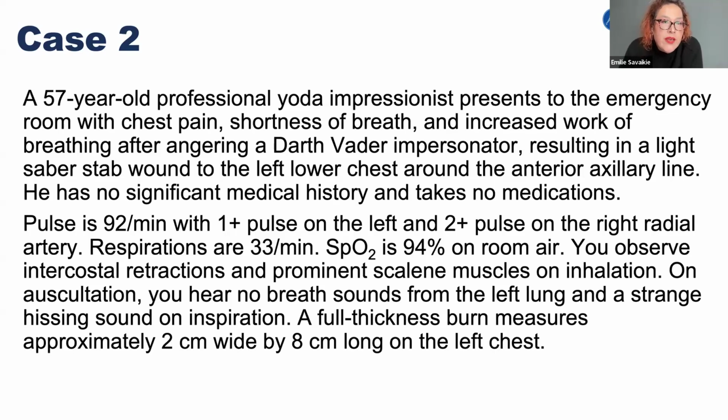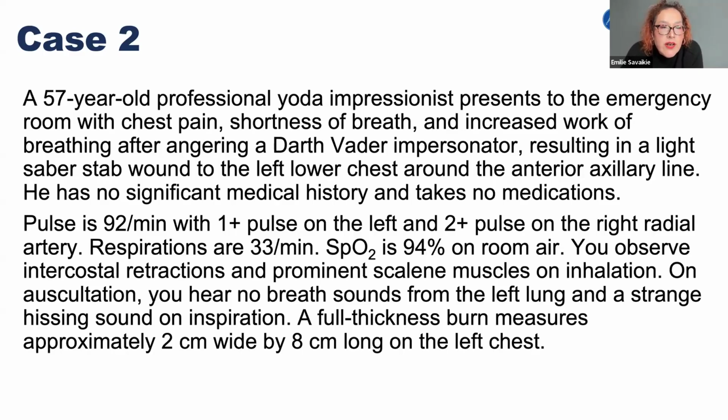Pulse is 92 per minute with a 1+ pulse on the left and a 2+ pulse on the right radial artery. So 2+ is what we consider normal. So on the left, you're not feeling the pulse as strong. Respirations are 33 per minute, which is a lot. Saturation of oxygen is 94% on room air, which is normal-ish.